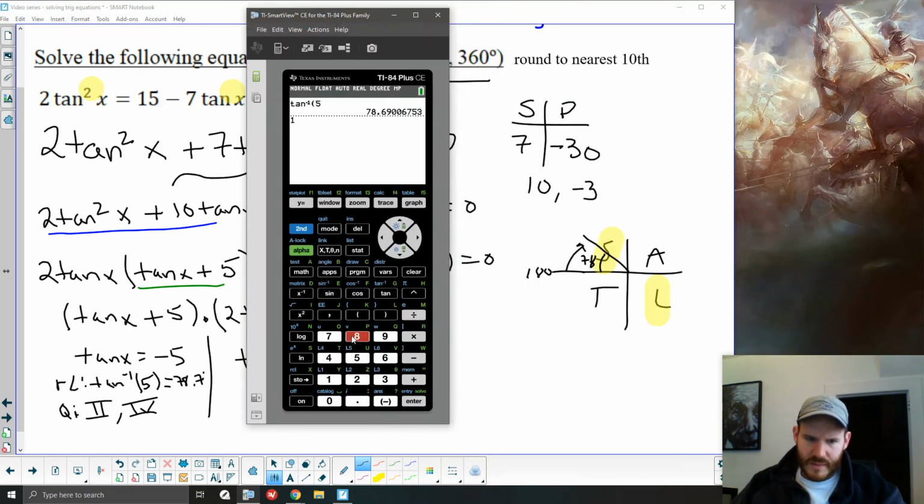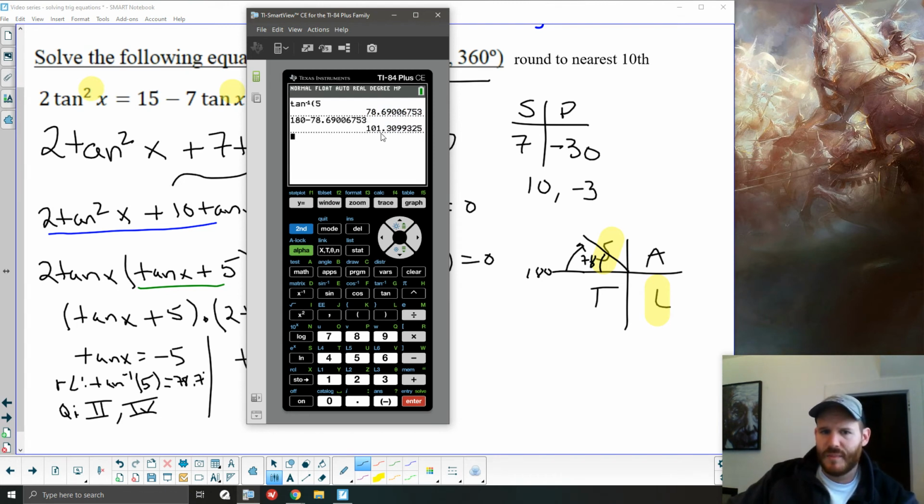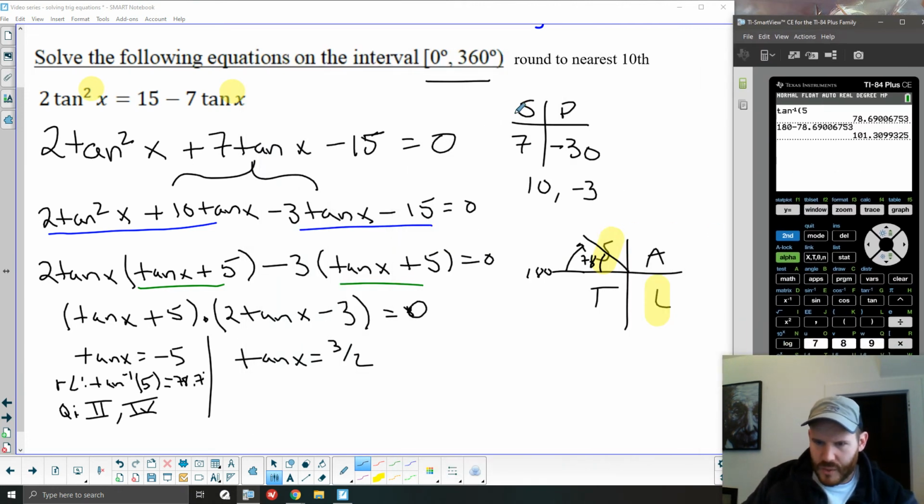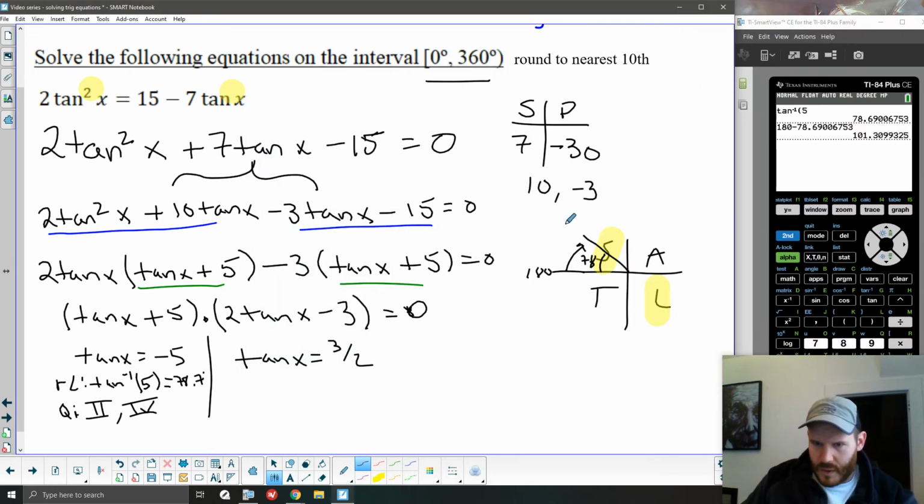I have 180 minus 78.7. In fact, I'll point out that you can actually, as a little feature of this calculator, highlight that number, hit enter, and it will pull it right down for you so you can get the exact value. So it'd be 101.3. So that's that first angle right here, 101.3 degrees. So that's my quadrant 2 answer.